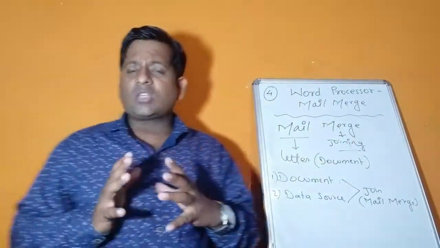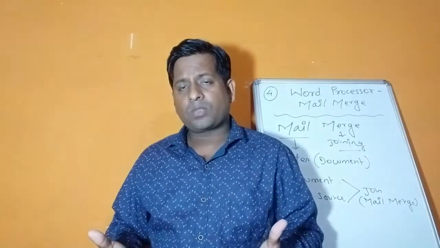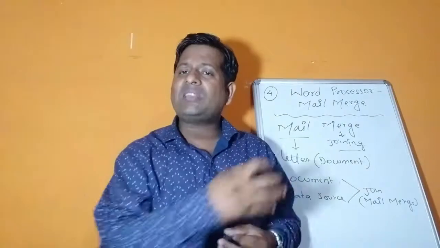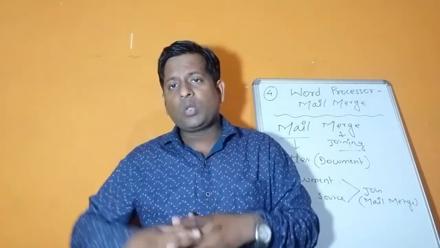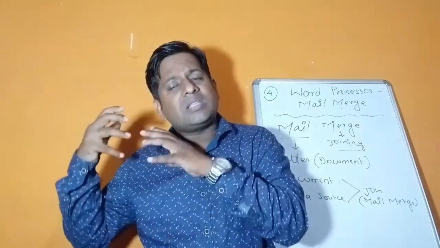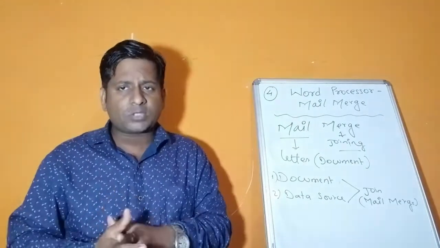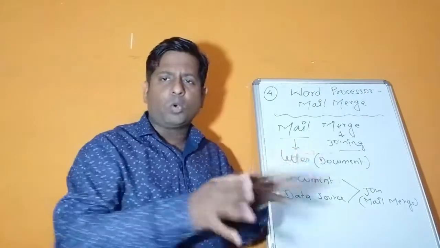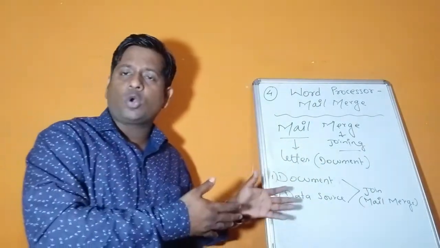The second part is the data source. That means there should be a separate file which contains the names, addresses and all in a tabular form. In fact, mail merge also provides the feature where you can create an instant data source. So both options are there. You can either have an already saved file where the names and addresses are stored, or else you can instantly create one in mail merge also. Both options are available.